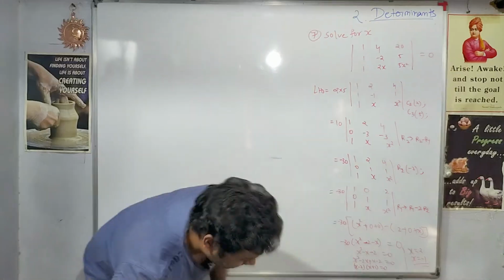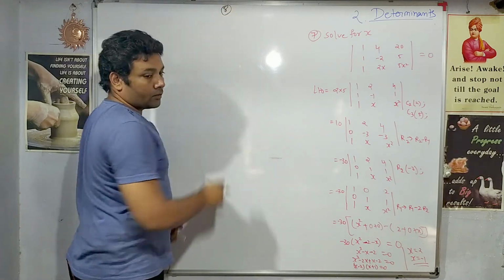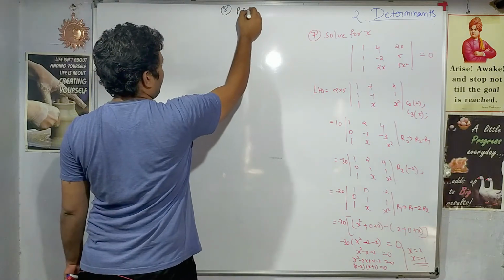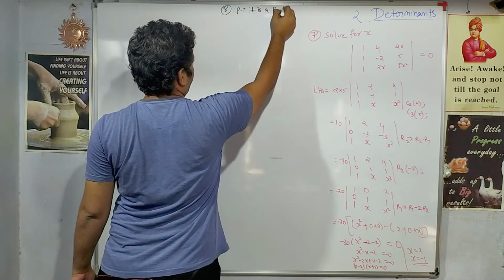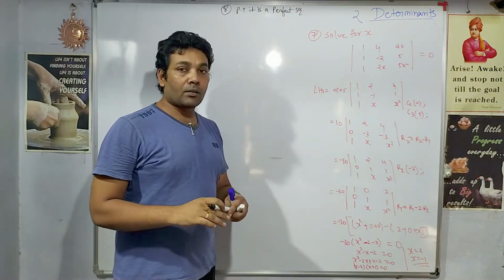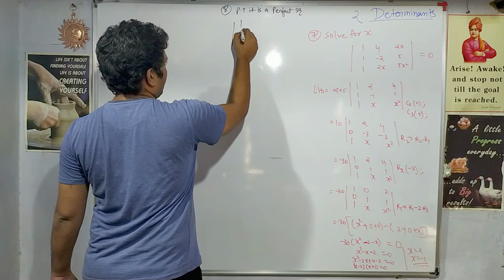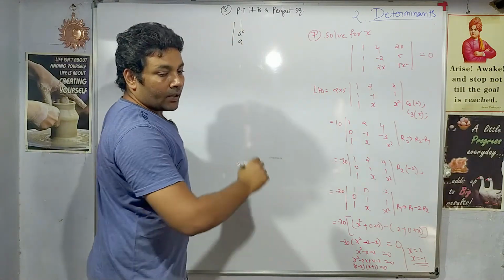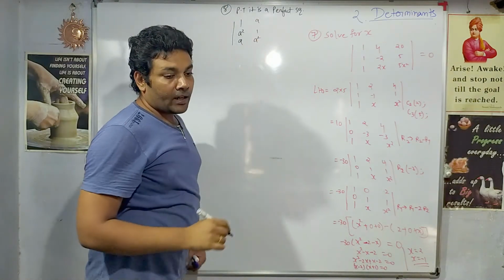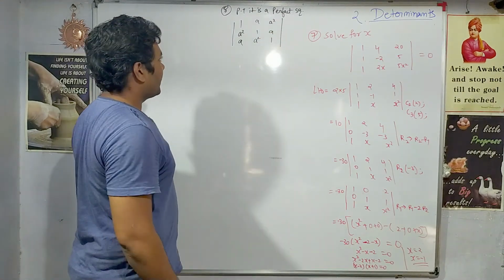Next question, question number 8. It is again a prove that it is a perfect square. Perfect square means you will get the answer in the format of a plus b whole square or a minus b whole square. So the question is the determinant with rows 1, a square, a; 1, a square, a; and then a square, a, 1. So let me start solving.